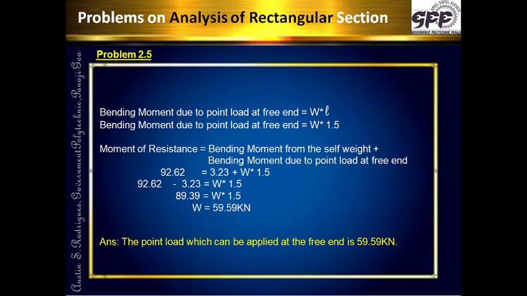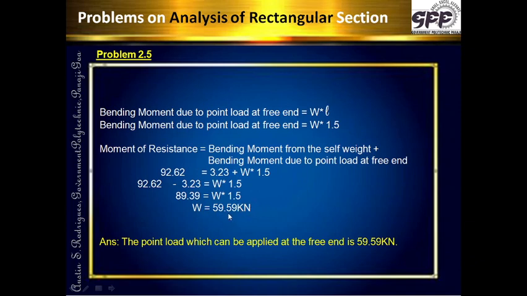Which tells me that, apart from its own self weight, the point load which can be applied at the free end cannot exceed 59.59 kilonewton. Please note, it cannot be 60 kilonewton. It can be 59 kilonewton. It can be 59.5 kilonewton, but it cannot be 59.6 kilonewton. Any increase in this will increase the stress in concrete. Since it is a balanced section, the stress in concrete will increase. That will be a brittle failure. So the maximum load which can be applied at the free end is 59.59 kilonewton.